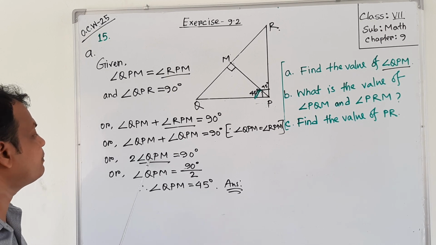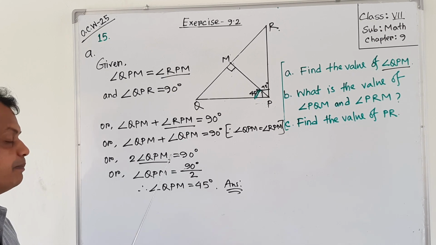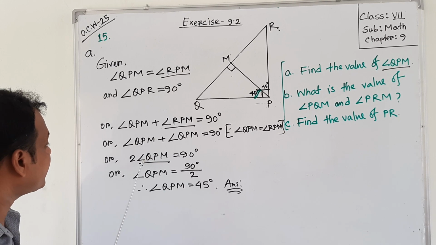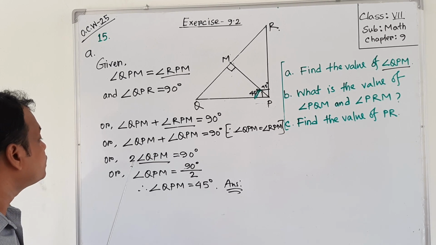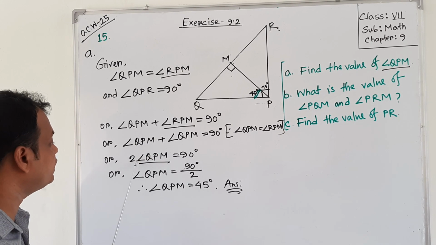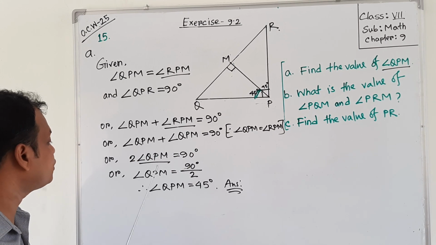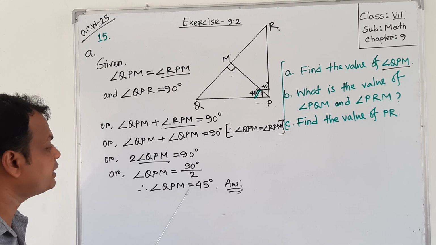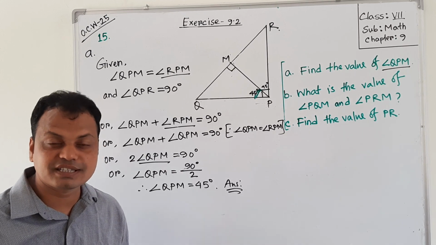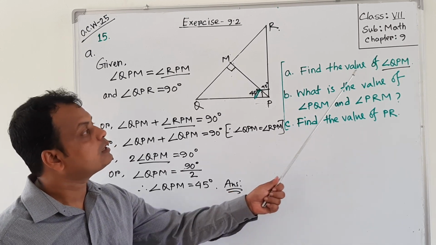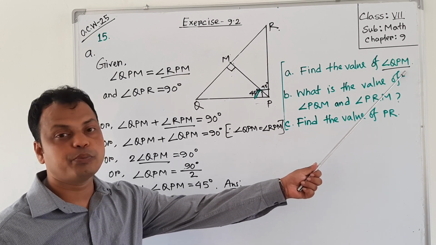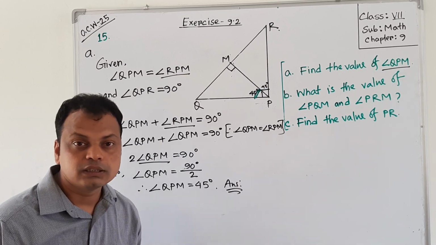We have to find the value of angle QPM, not 2 angle QPM. So to eliminate 2, we change its side, and when it changes its side, it will be divided. So we have got angle QPM equals 45 degree. This is the result of angle QPM.